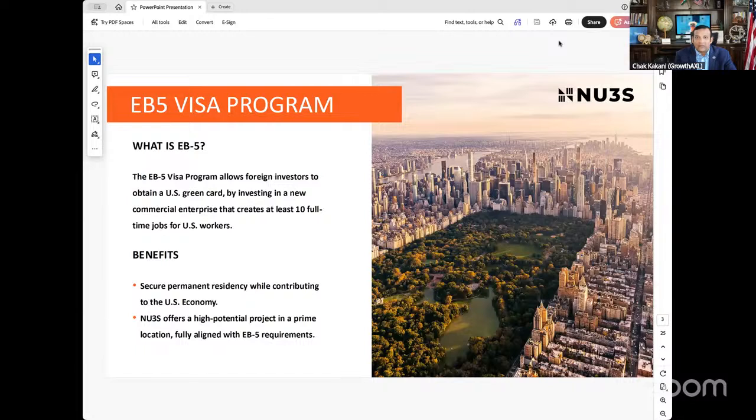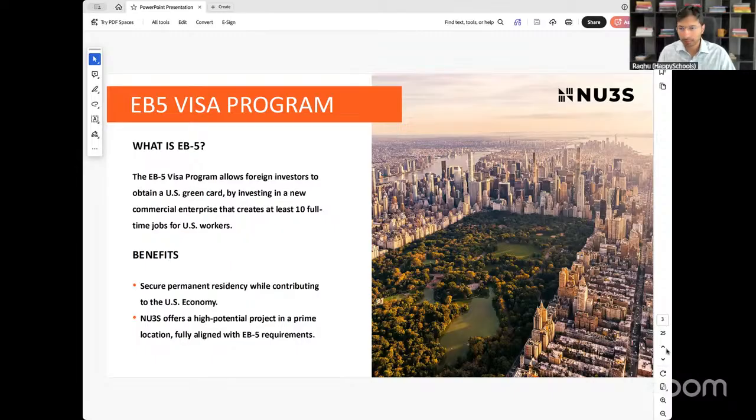And second thing is your I-140 in EB-1, EB-2, EB-3 is an employer petition. In EB-5, it is a self petition, your own petition. Got it. All right. Sounds good.